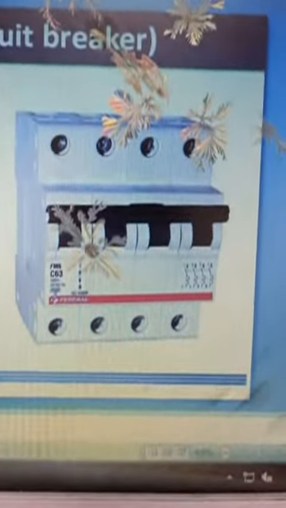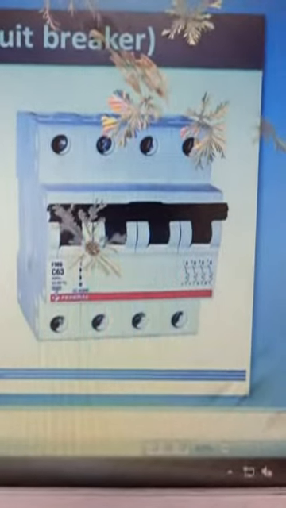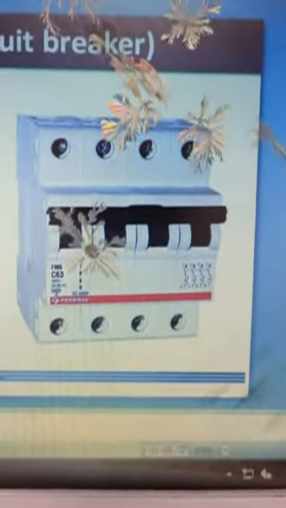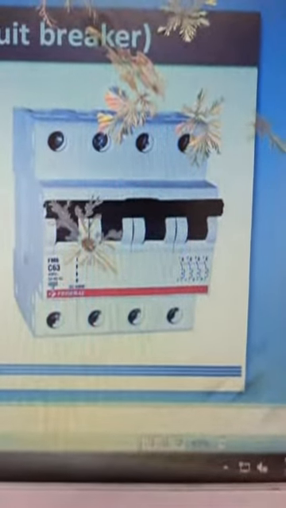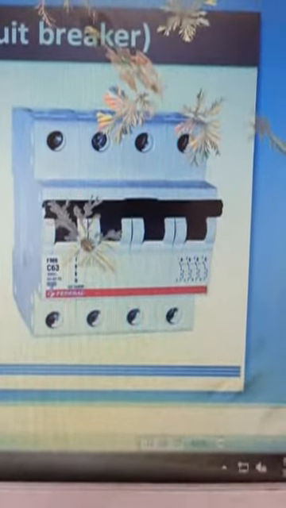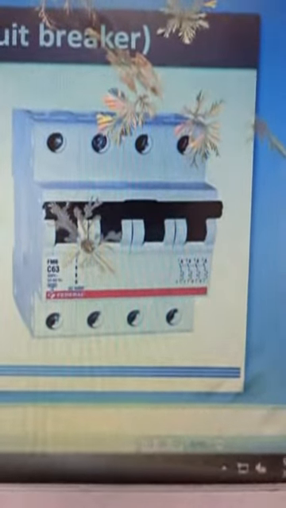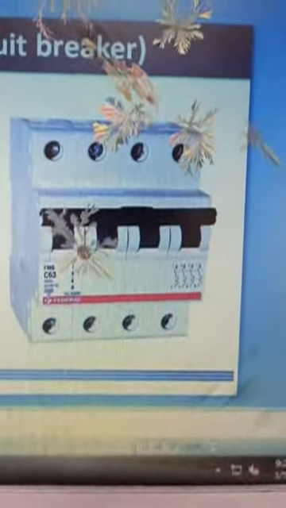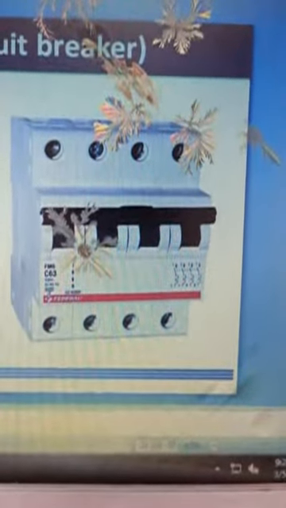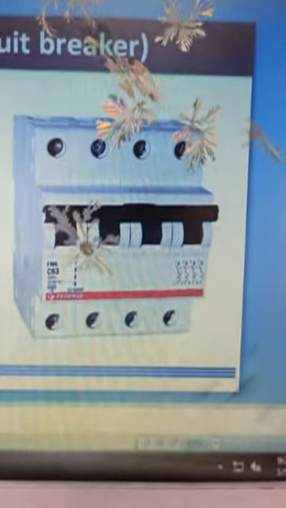It has two contacts, one is fixed contact and one is moving contact. When current exceeds the predefined limit, a solenoid forces the movable contact to open and the MCB turns off, thereby stopping the current flow. Okay, so there are three types of MCB: B, C and D.